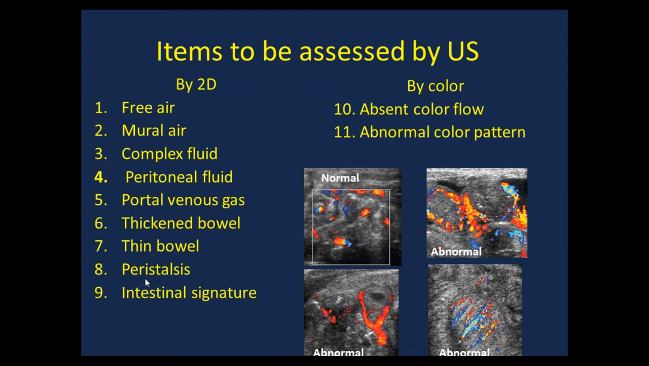Presence or absence of peristalsis can be identified by ultrasound, and for sure you cannot identify that by X-ray. And then the intestinal signature, and I will clarify that later in a separate slide.